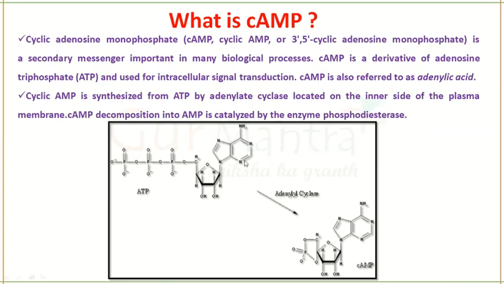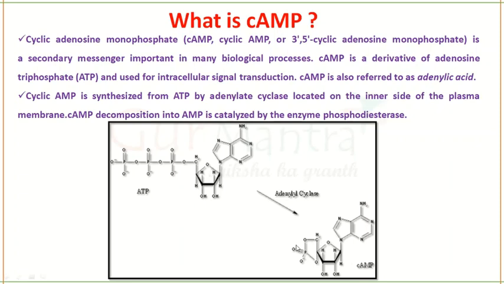You can see the structure of ATP here. You have a sugar, you have a base here, and these are your three phosphates, adenosine triphosphate. Now adenylyl cyclase is an enzyme. What it will do is first remove two phosphates from here, so that it will become monophosphate in nature. Then there will be cyclization between this alpha phosphate and the hydroxyl group here. Cyclization will take place.